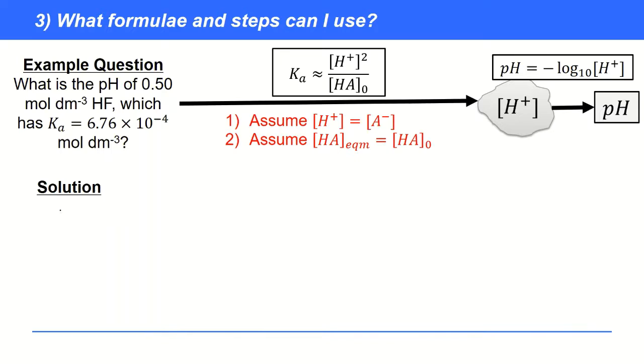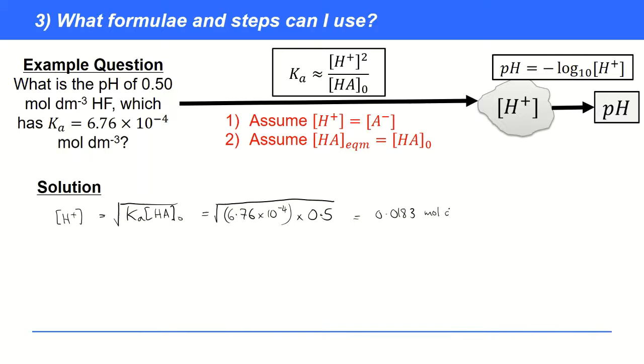So we can directly work out the H plus concentration here using our rearranged formula. And that's going to come out to be the square root of 6.76 times 10 to the minus 4 multiplied by the initial acid concentration, which is 0.5. And when you do that, that comes out to be 0.0183 moles per decimeter cubed. I really must emphasize the importance of the square root here. This is commonly missed. You've got to be really, really careful with that.